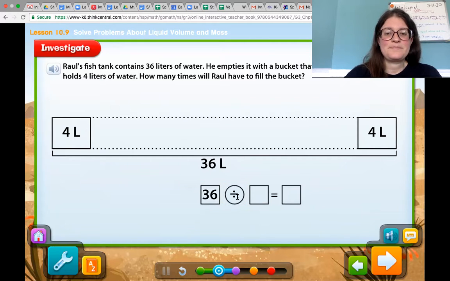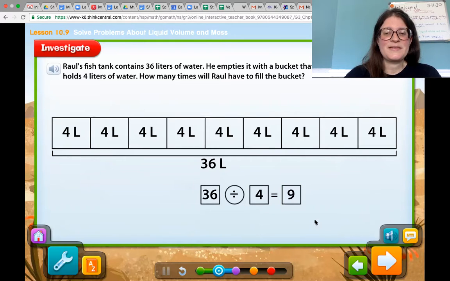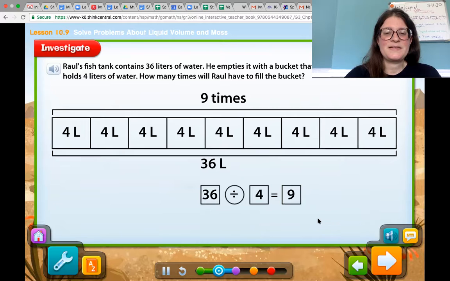36 divided by 4 is equal to 9. So Raul will have to fill the bucket 9 times.